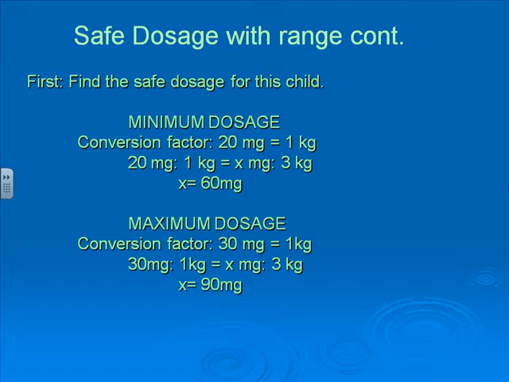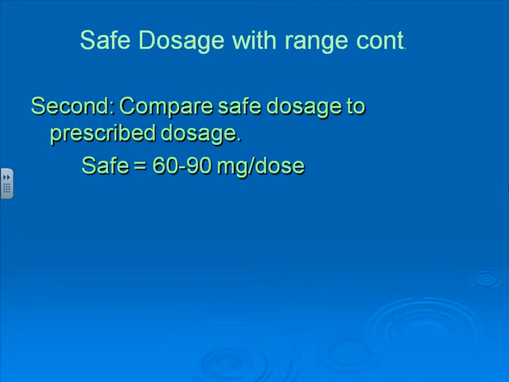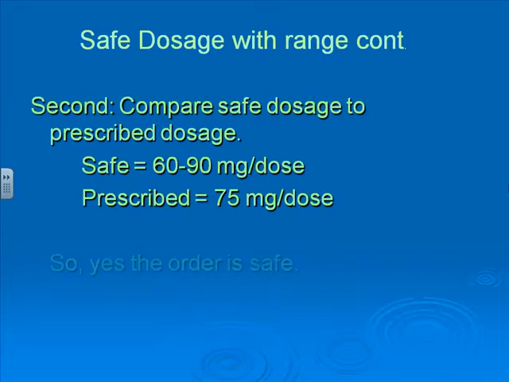We then are going to have to compare what the doctor ordered to our safe range. As we can see, our safe range is 60 to 90 milligrams per dose, and the doctor ordered 75 milligrams. The 75 falls right in between the 60 and 90, so therefore the order is going to be safe to give.